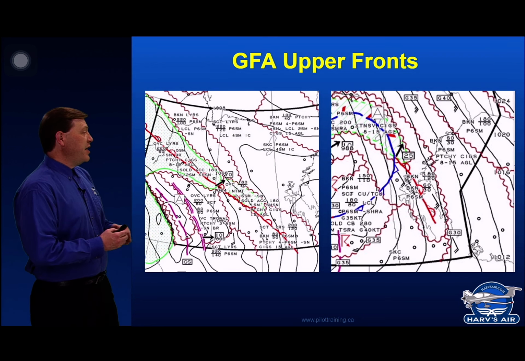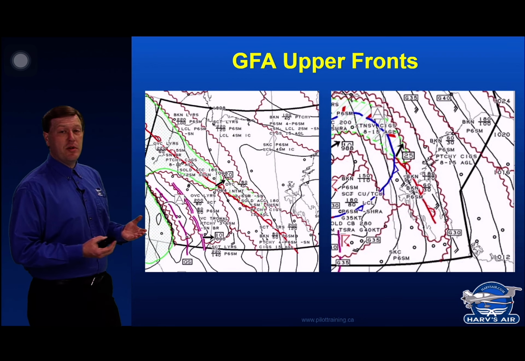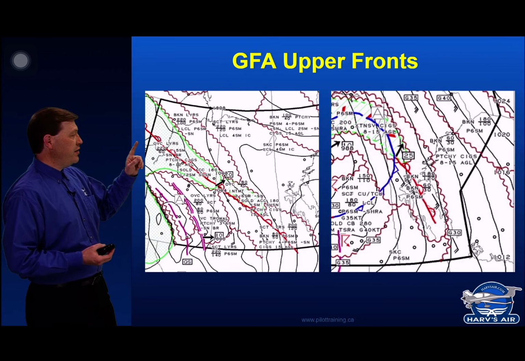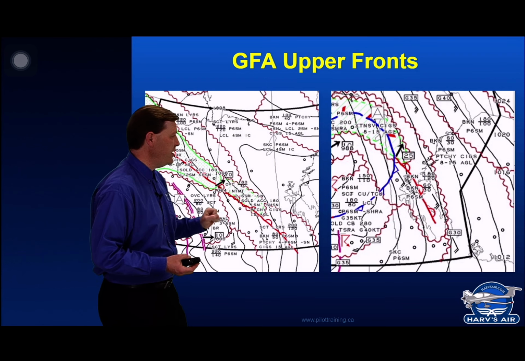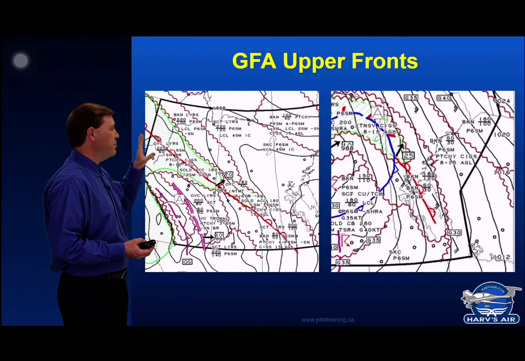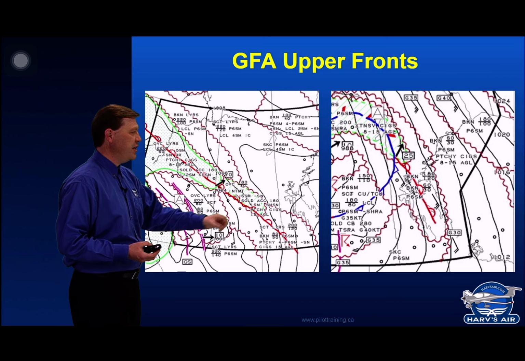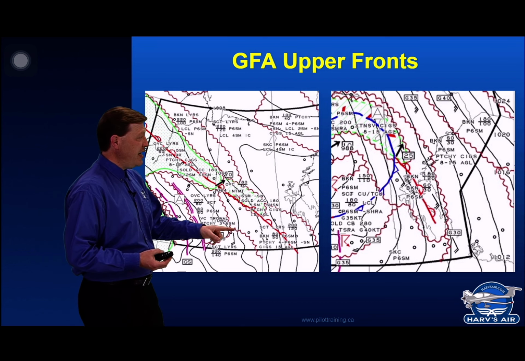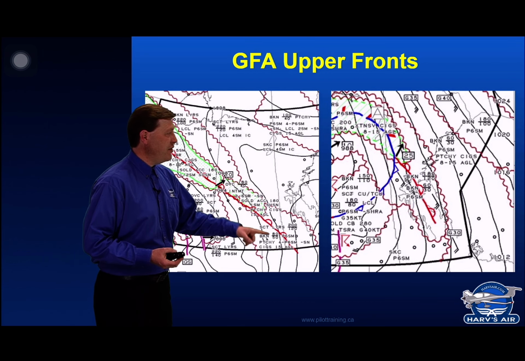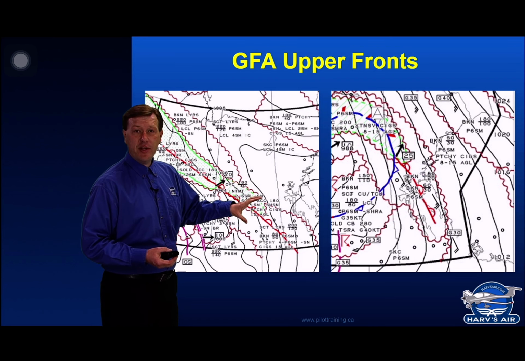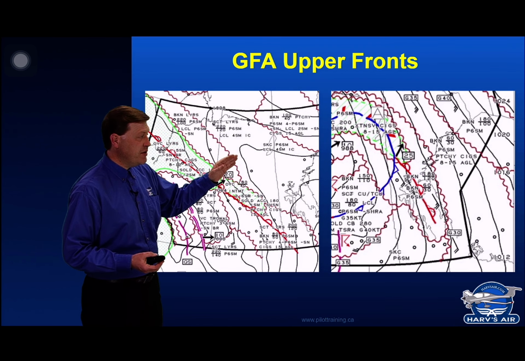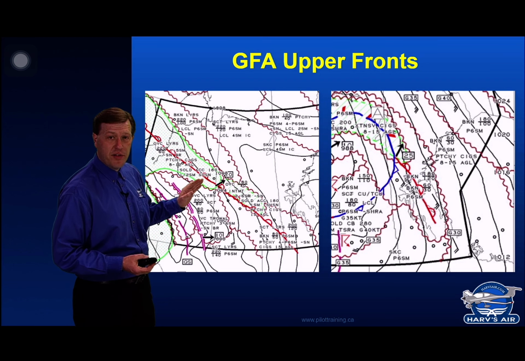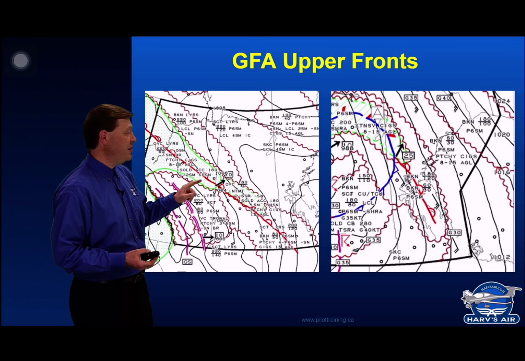So here's a couple of examples of what the upper front would look like on the GFA. I can very clearly see right here, warm upper front moving in that direction towards the northeast. And then I can see all sorts of precipitation and whatnot associated with it. If I look at the isobars, notice how the isobars don't really indicate much of a wind change. Remember, the isobars are drawn for the surface, so are all of the fronts. Except in this case, yeah, it's aloft.